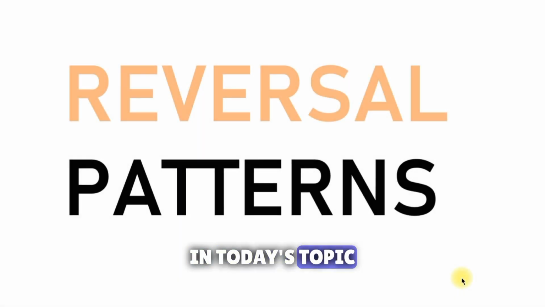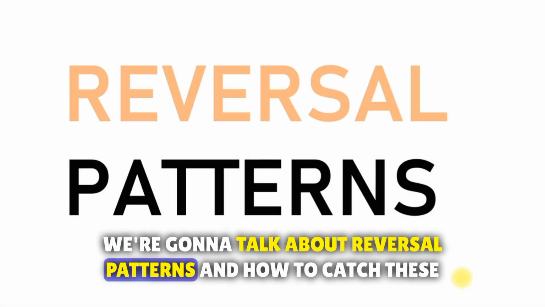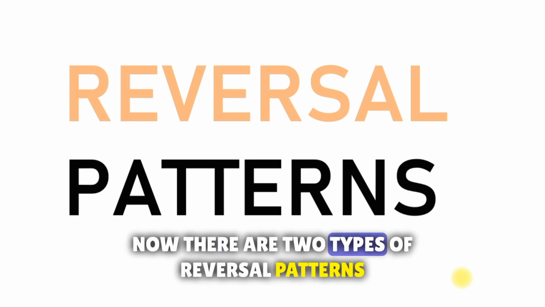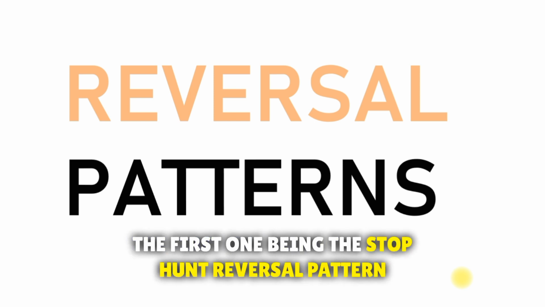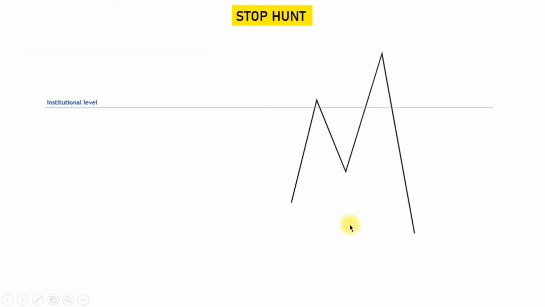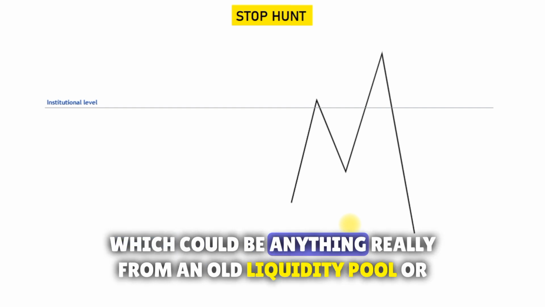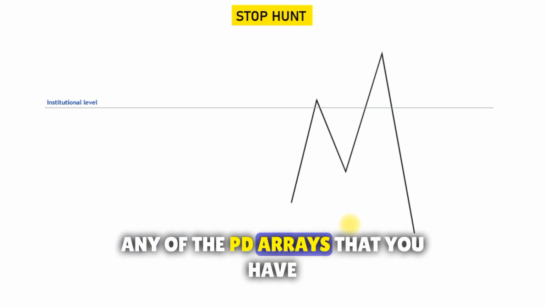In today's topic, we're going to talk about reversal patterns and how to catch these reversals. Now, there are two types of reversal patterns. The first one being the stop hunt reversal pattern. And so the way that it is formed is that price comes to an institutional level, which could be really from an old liquidity pool or any of the PDRAs that you have.